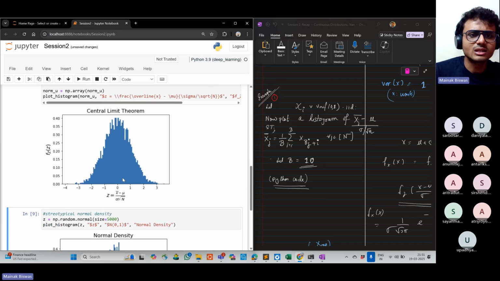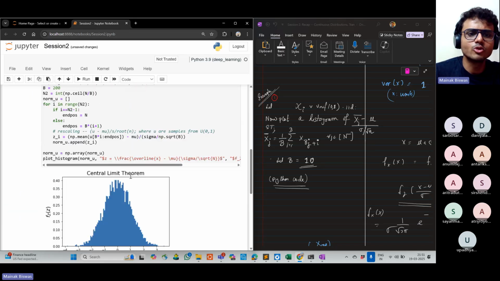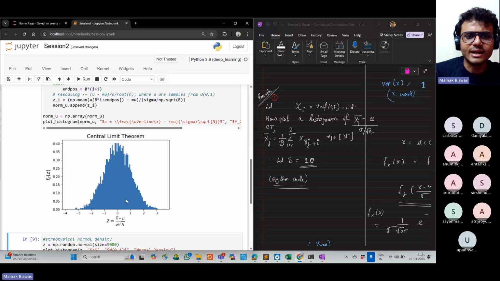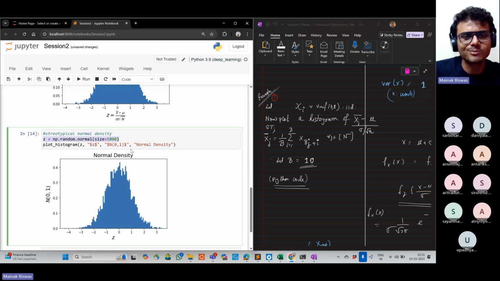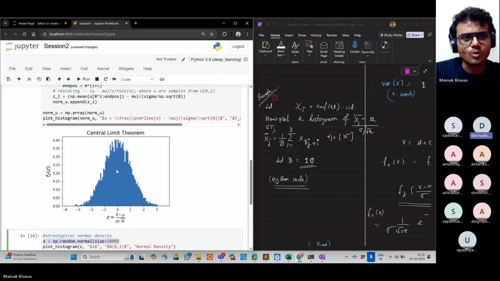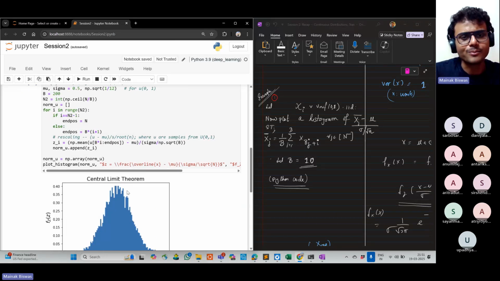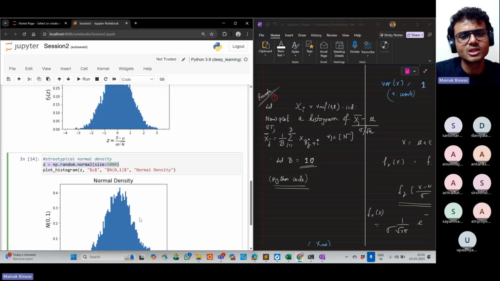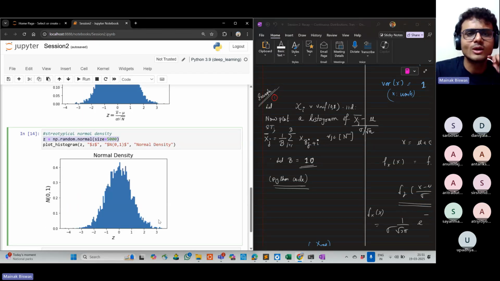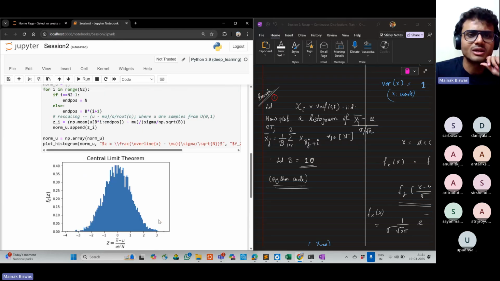Just see. This uniform distribution, when I rescale it, starts looking just like a normal distribution. This is when I sample from the normal distribution and plot it, versus when I do all the transformation and plot it. This is x minus mu by sigma root n, and I've already written it on the x-axis. Similarly, on the y-axis, both distributions look exactly the same. Any questions regarding the implementation or anything?